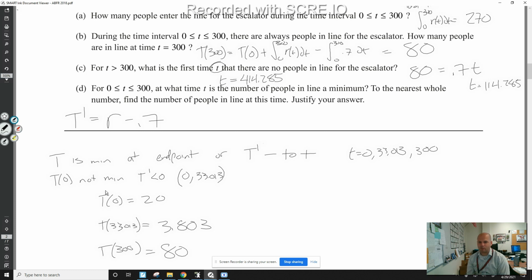I probably could have said right off the bat, I know T of 300 is bigger than T of 0, so I know T of 0 is not the min. Boom. You could say T of 300 is 80, which is greater than T of 0. Therefore, the min is T of 33.013 at 3.803. Everybody hates writing the justifications, okay? But it doesn't take that long and it's not that hard. You can reference the candidates test or just talk about signs and derivatives.